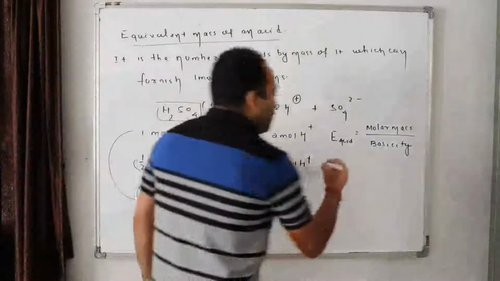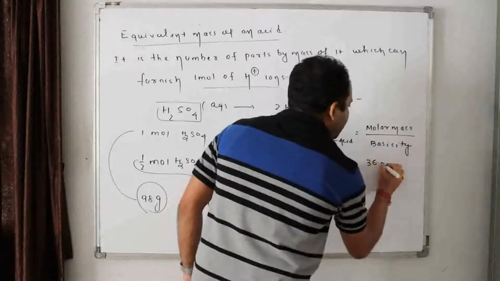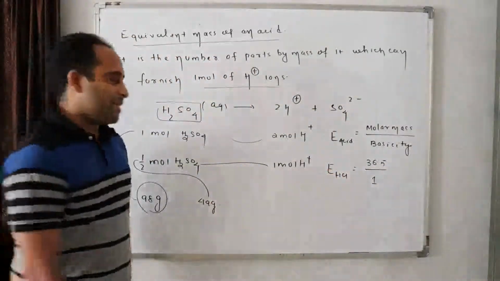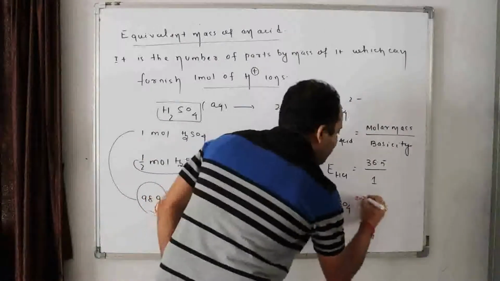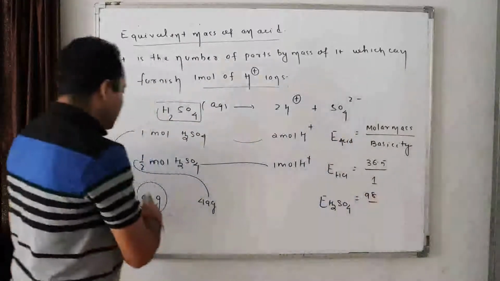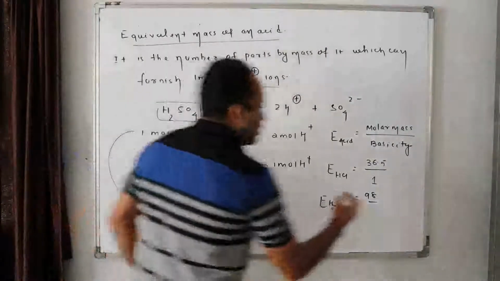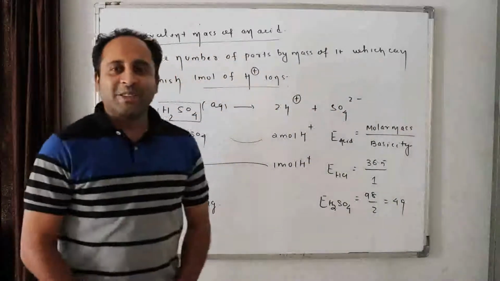Now, example straight away. In HCl case, what is the molar mass? 36.5. Basicity 1, because HCl can furnish only 1 H plus. What is the equivalent mass of H2SO4? Molar mass 98. Basicity, H2SO4 gives 2H plus, so 2. How much? 49. Isn't it? Say yes or no? Easy.